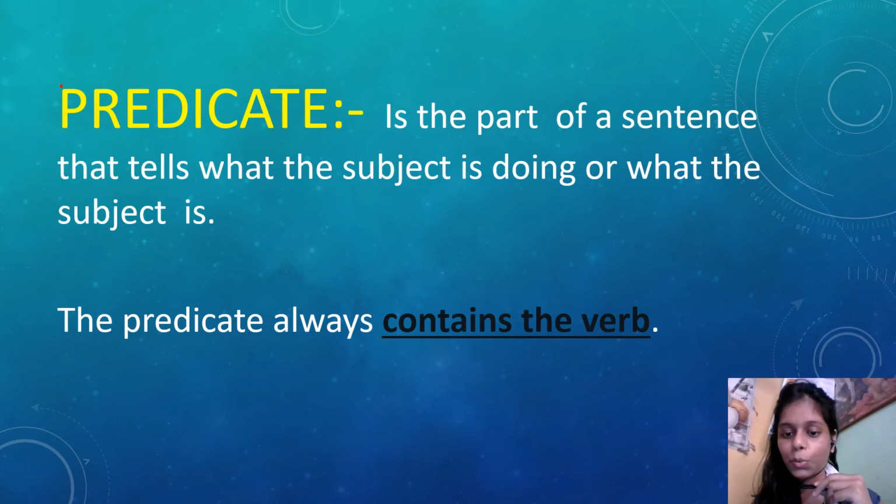And the keyword, the trick to find out the predicate, is that it contains the verb. Predicate always starts with the verb. Wherever you find the verb, from there the predicate starts. This is a technique: if you find the verb, just pick it out and mark it as a predicate, and the remaining part will be your predicate. So verb is your keyword over here.